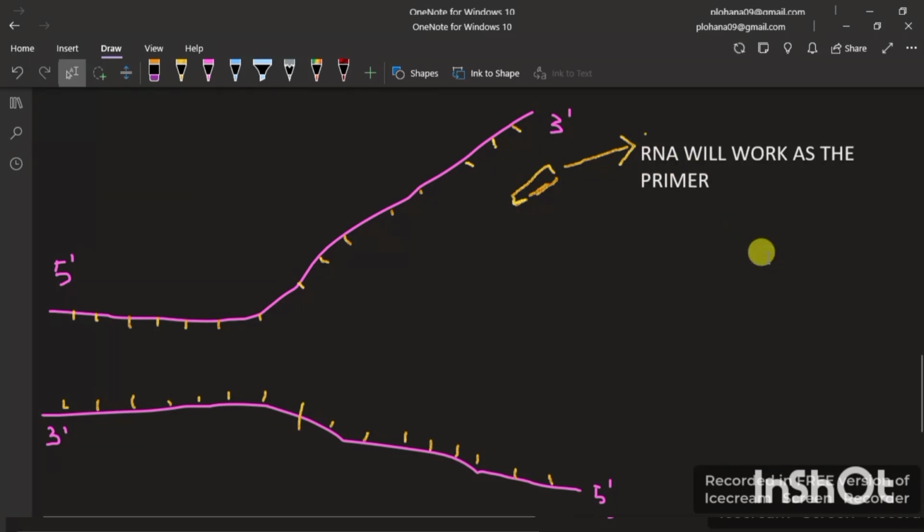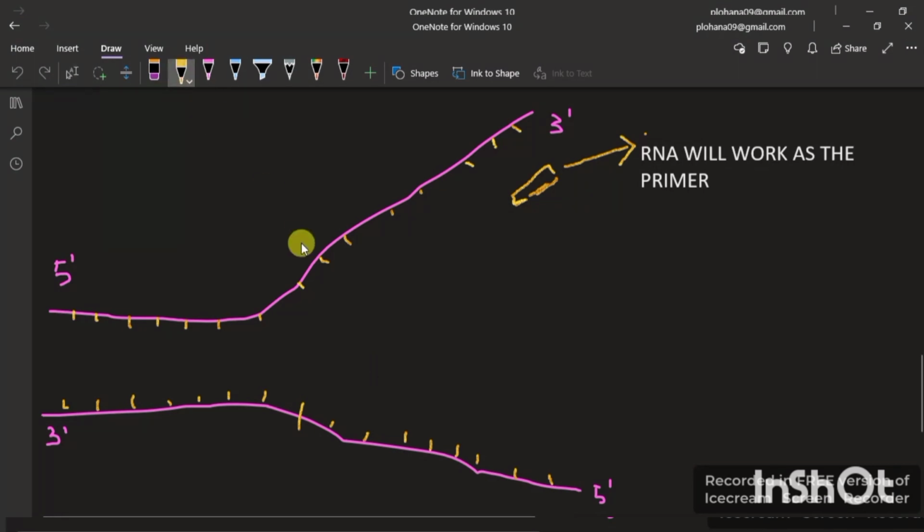Alright, because the primase enzyme came here and put the RNA piece here so that it can be double, and DNA dependent DNA polymerase can start working on this. Alright, if it has put a primer here, there should be a primer here as well so that DNA dependent DNA polymerase can work here too.